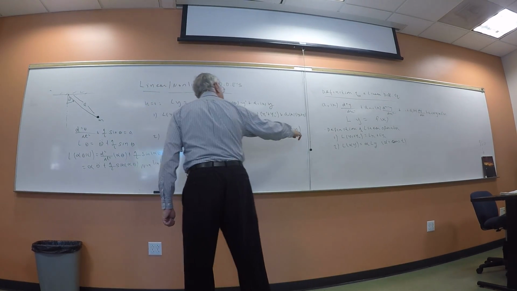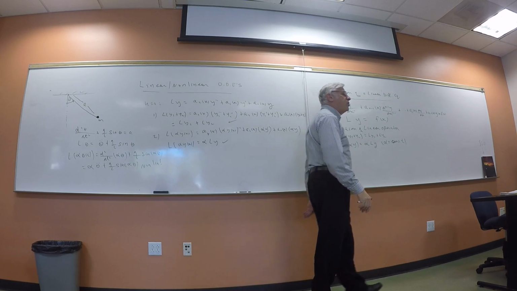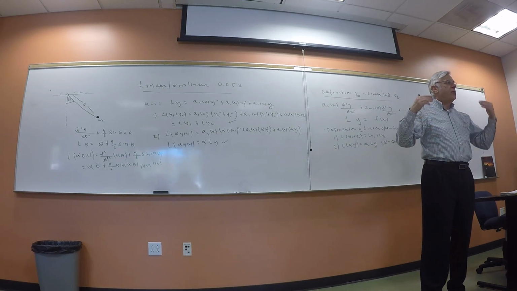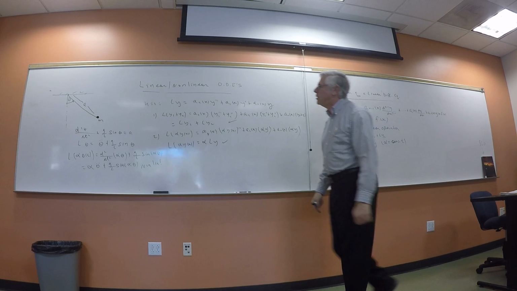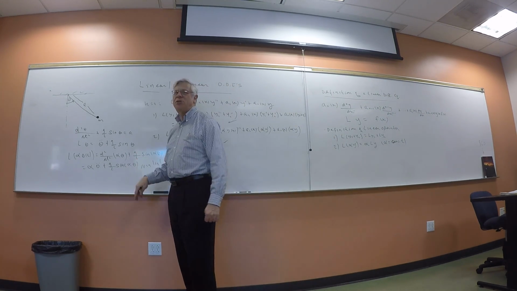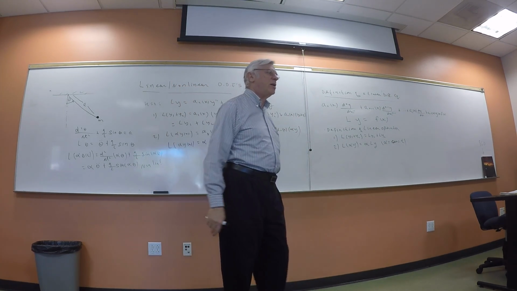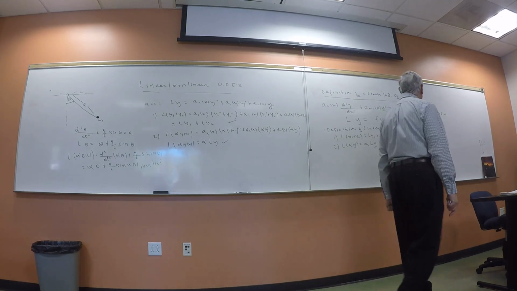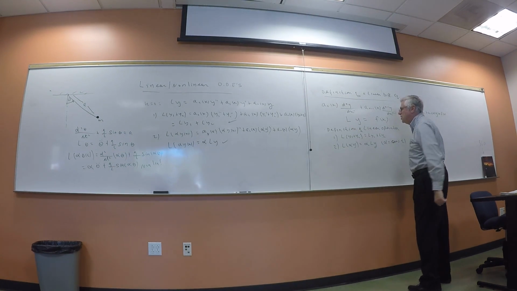Okay? Because it violates condition 2, and you can show that it violates condition 1 also. In that case, when you do L operating on theta 1 plus theta 2, you'll end up with the sine of theta 1 plus theta 2, which you of course know is not sine theta 1 plus sine theta 2. Okay? So this is again something which I want you to get used to.